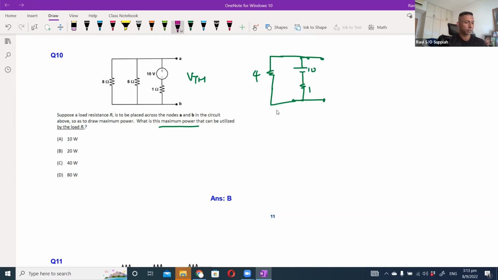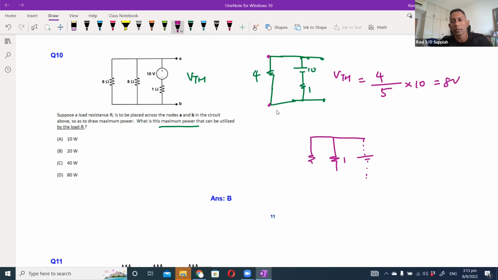So the voltage VTH, I can take it as a voltage divider rule, from here to here. It will be equals to 4 over the total resistance of 5, times 10. That will give me 8 volt. So that will be VTH. For RTH, again, we do the same thing. I imagine a supply here. I have 1 ohm here, 8 ohm here, and 8 ohm here. So RTH is equals to 1 parallel 8 parallel 8, which will give me 0.8 ohm.